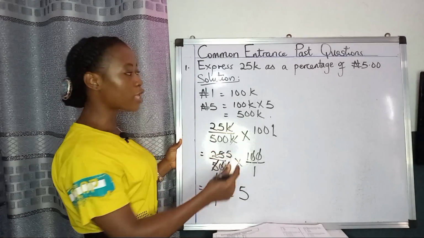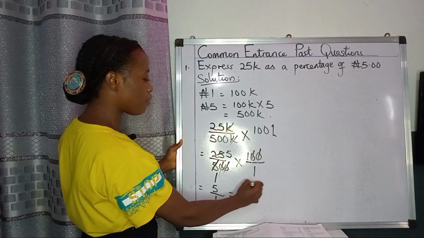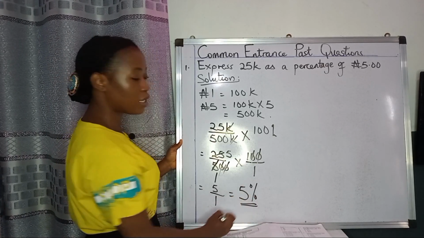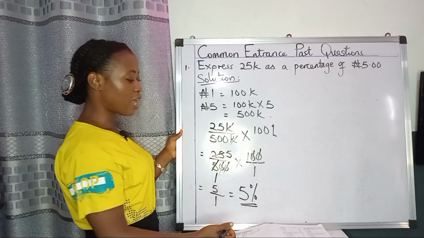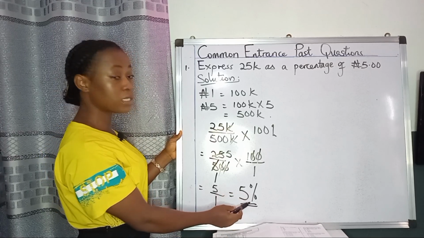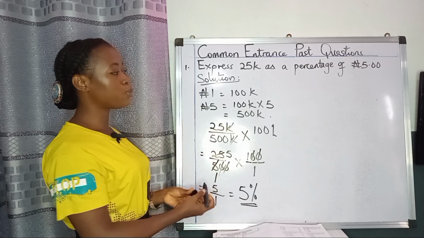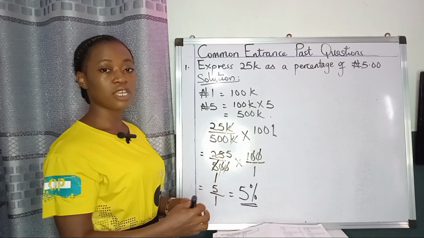Remember, you are asked to express this as percentage. So your answer is going to have the sign of percentage. Whichever answer you get must be expressed as percentage. So the sign of percentage has to be in your answer. So this is how to express a value as percentage of another.